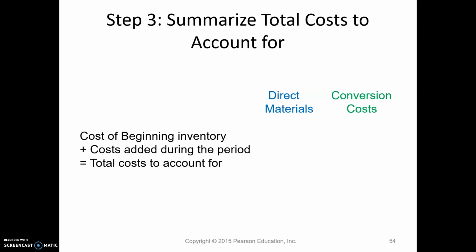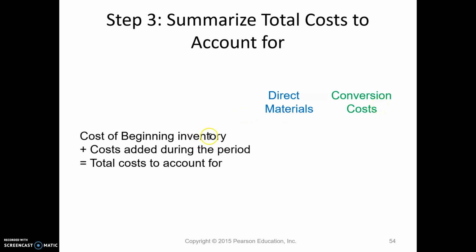So step 3 is we determine the total cost for the department or process for the period. And again, we're going to be tracking the costs by direct materials and conversion costs, because when we come to the average, we're going to have to divide the cost by the number of equivalent units, and we've got different equivalent units for direct materials and conversion costs. That's why we have to have these broken down.